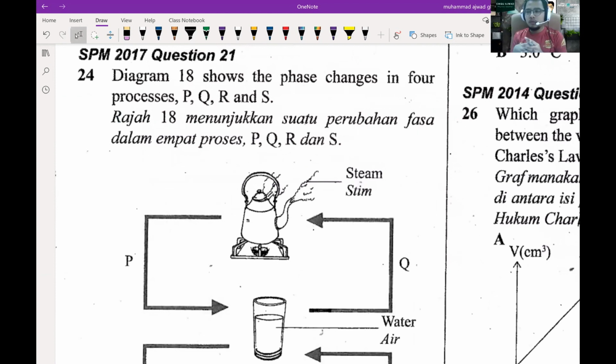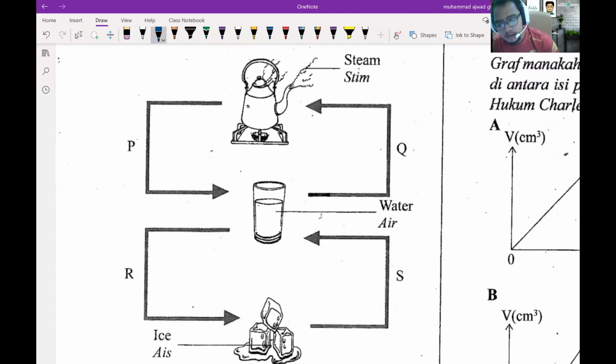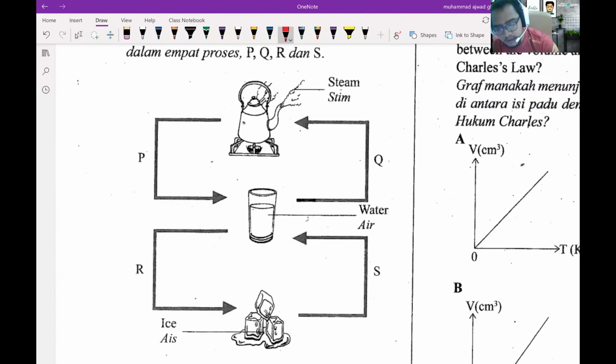Okay. So now kita tengok soalan 2017, nombor 21. Okay, so diagram 18 shows the phase change in 4 processes, P, Q, R, S. Okay, so the name of the process. Ice to water, so S will be melting. Okay, so yang ni water to steam.